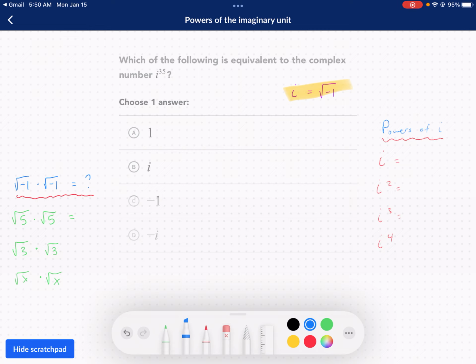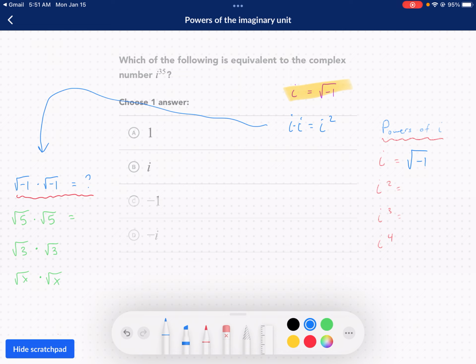So if we're looking at i, just i, we know that that's equal to the square root of -1. Okay, so that's our first power of i. Now, we're going to kind of build off of that. So if we're talking about i squared, that means we're talking about i times i. So that would be i squared, right? Now, if we know that i is equal to the square root of -1, that takes us over here. What is the square root of -1 times the square root of -1?